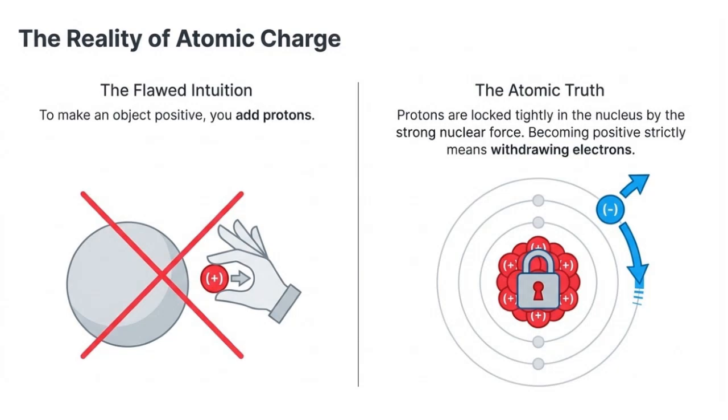It's a common misconception that making an object positively charged means adding protons to it. In reality, protons are locked tightly inside the nucleus by the strong nuclear force, so you can't simply add or remove them. Instead, when an object becomes positively charged, it happens because electrons are withdrawn. Electrons carry a negative charge, so pulling some away leaves the object with a net positive charge. This is the true atomic basis behind positive charge, rather than altering the number of protons.